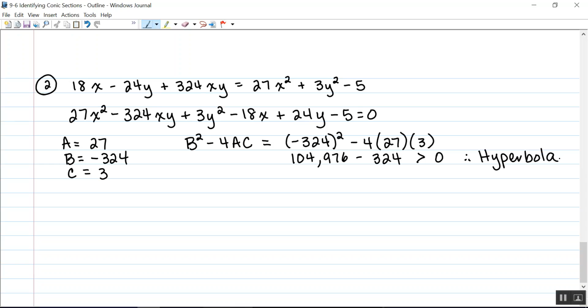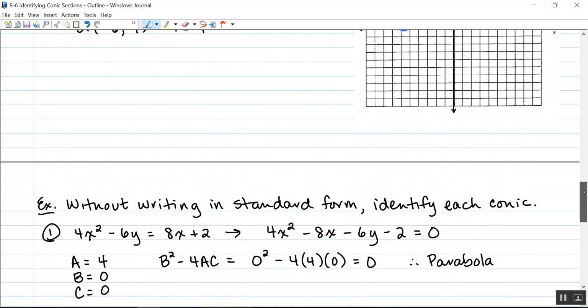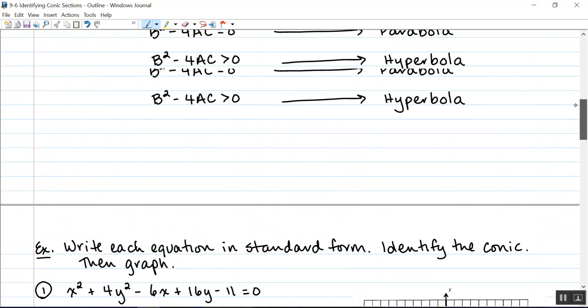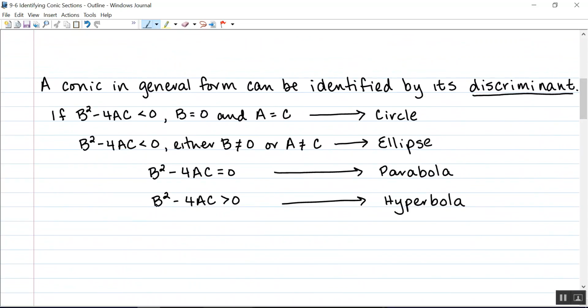Okay, so in this section we took a look at how to identify different conic sections by examining the discriminant. And let's go back to that little chart there. This is kind of some of the stuff you have to memorize. Easy, if the discriminant is greater than 0, it's a hyperbola. If it equals 0, it's a parabola.